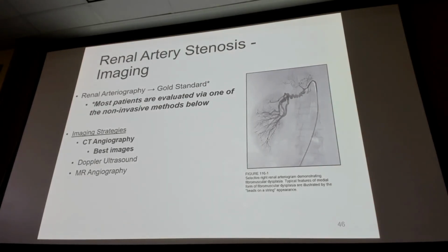We talked about what the gold standard is for renal artery stenosis imaging, right? Renal arteriography is the gold standard. But practically speaking, what's the more likely imaging study that's going to be done? Say again? CT. Yeah. And like it says on the slide, it provides the best images.